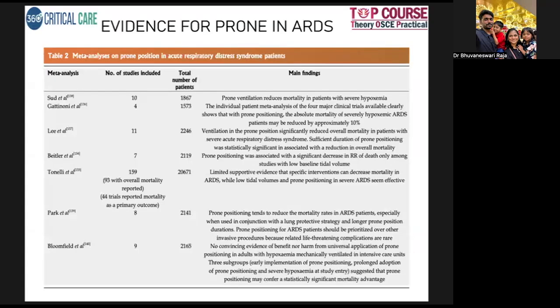So coming on to evidence of prone in ARDS, this table shows mostly the meta-analyses included. We already discussed the PROSEVA trial, and other trials are Sud et al., Lee et al., Tonelli et al., Park et al., Bloomfield et al. They showed that prone position reduces the mortality in patients with severe hypoxemia.